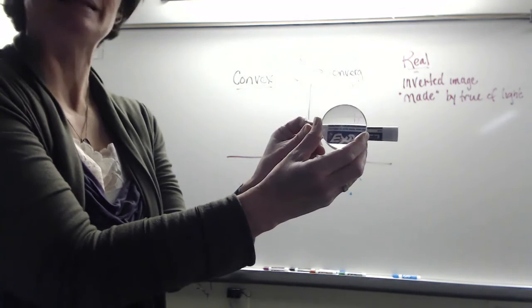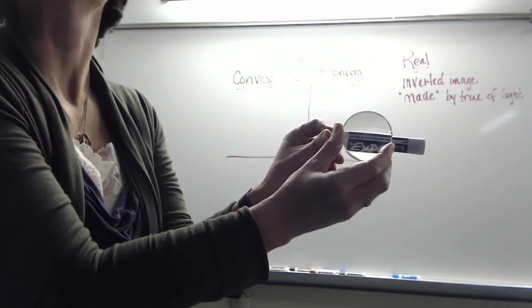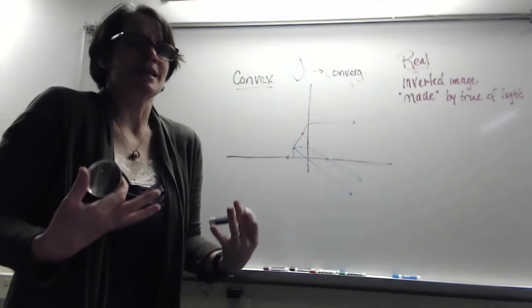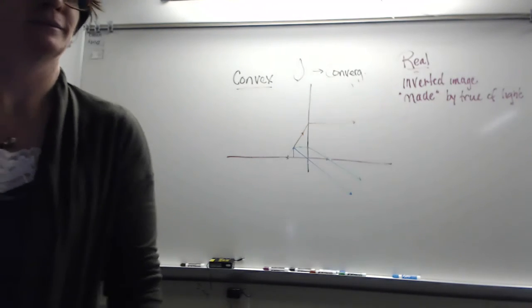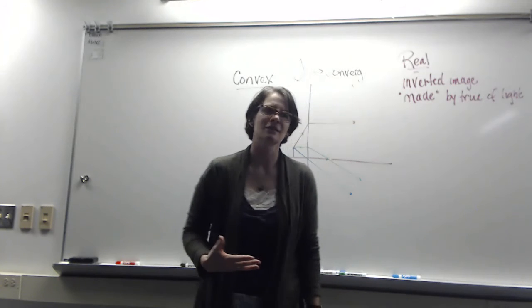Well, we notice that it's big. And we also notice that I can read it. It's upright. So whatever I'm seeing is big and upright. Well, how do I get what I am seeing? How can I represent that using these ray diagrams?